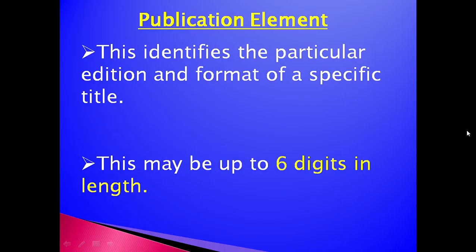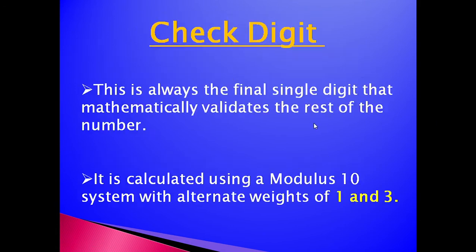Ma'am, what do you mean by a particular edition? It means whether it is a first edition or second edition, or a format of a specific title given to a book. For example, take a book of journalism and mass communication. Under this, you will have copy editing as a separate book. Journalism is a particular thing. You have a specific title. Here you have 6 digits in length.